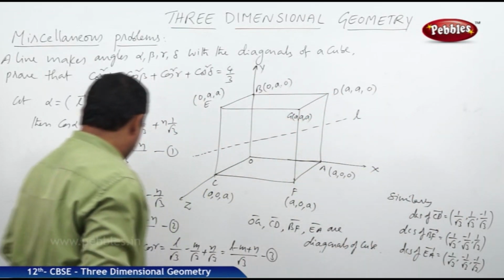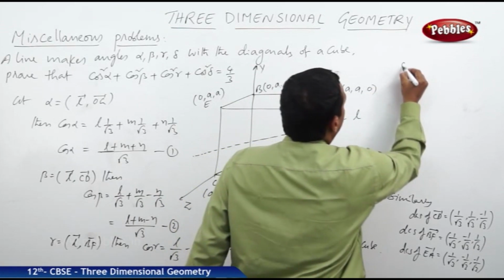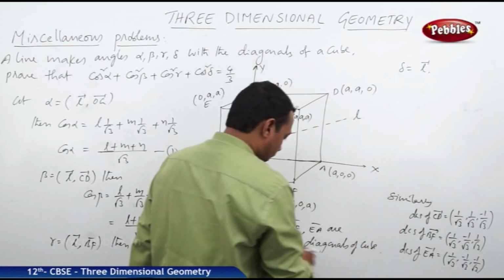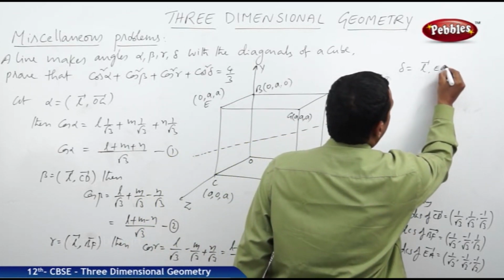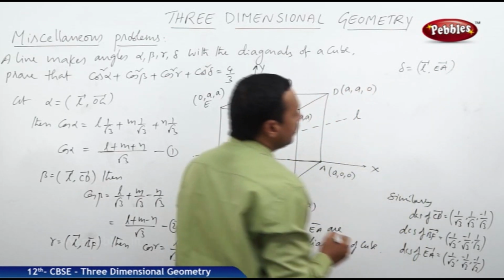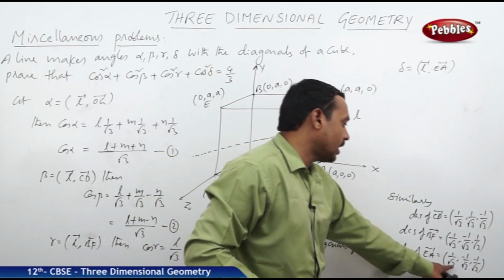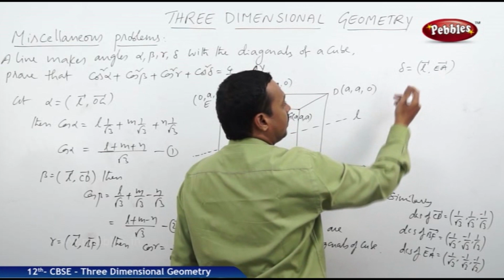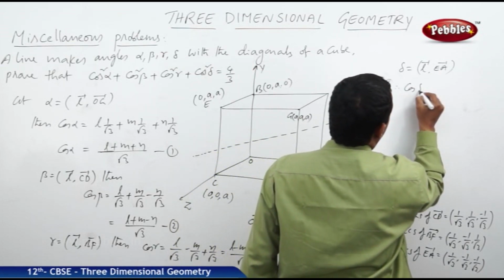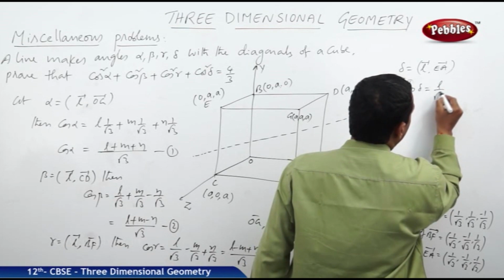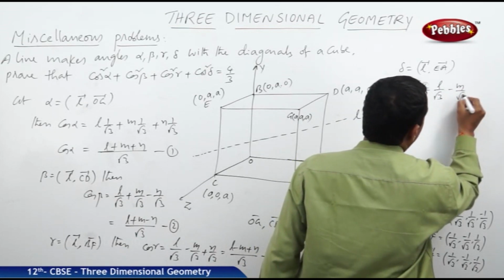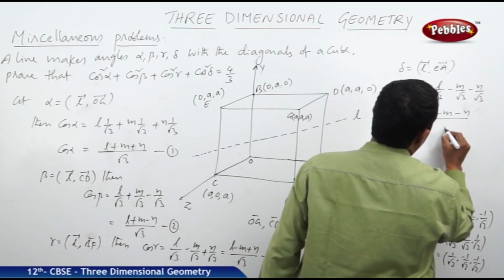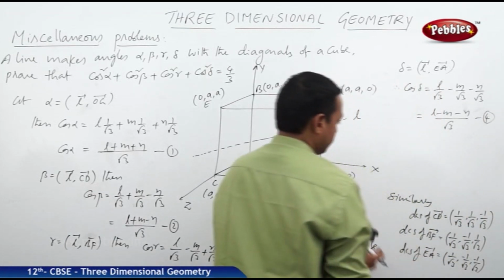Similarly, delta is the angle between the line L and the fourth diagonal. What is that? EA. And the direction cosines of EA are 1 by root 3, minus 1 by root 3, minus 1 by root 3, and direction cosines of the line L are l, m, n. Therefore, cos delta is equal to l by root 3 minus m by root 3 minus n by root 3, that is l minus m minus n by root 3. Let it be the fourth condition.